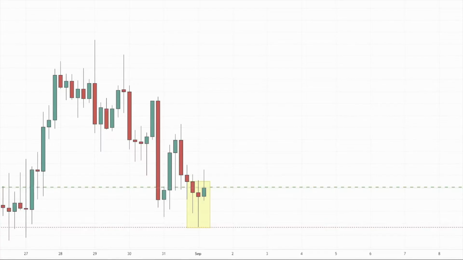This is a 4-hour time frame chart of BTCUSD. In the yellow box we have a morning star pattern. The green line represents the entry level, the red line represents my stop loss level. This is the final criteria for entering the trade based on my trading strategy. I'll show you how the trade played out.